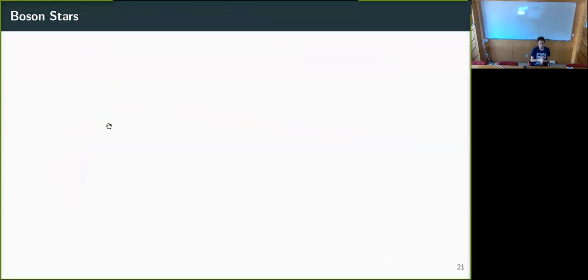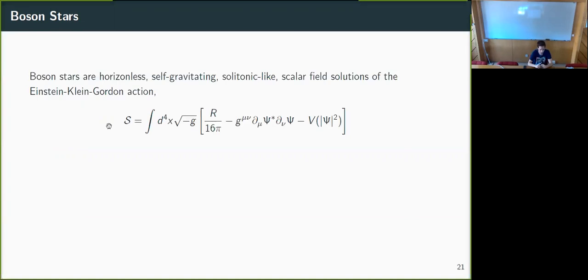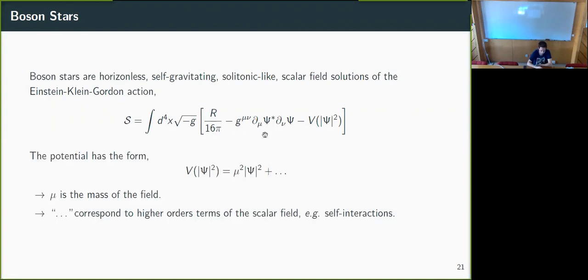But now I'm going to talk about boson stars. They already talked about boson stars, and Alexandre also talked about it, but for the symmetric case. Here I'm going to talk about the rotating case. These are horizonless self-gravitating solitonic-like scalar field solutions of the Einstein-Klein-Gordon action, as you can see. And we have a potential here, this V, that's for the case of mini boson stars, which is the one that we're going to talk about. You only have the mass term. You can also add some other terms of higher order, for example, the self-interactions.